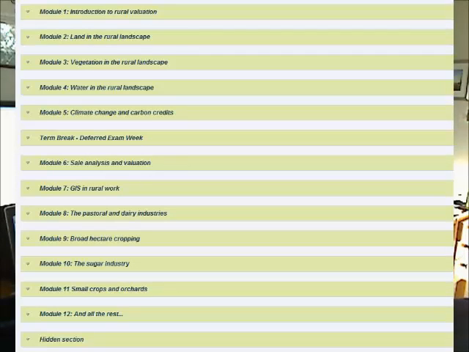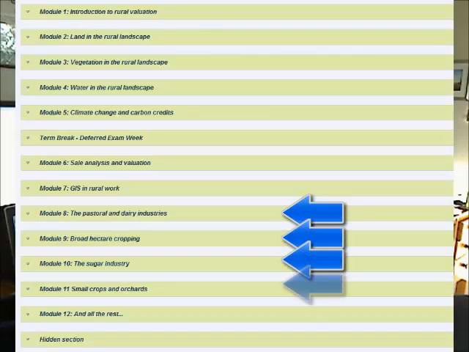As you go through the modules in Moodle, the most interesting topics are probably what you see towards the bottom of the list, and that's where we start looking at the pastoral and dairy industries, broadacre and small crops and so on, because that's really the stuff of the rural world, the rural property. However, before we get there, you will have found that we've gone through a number of modules, a number of topics, where we dealt with far more general and background issues.